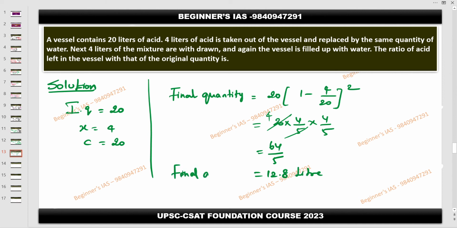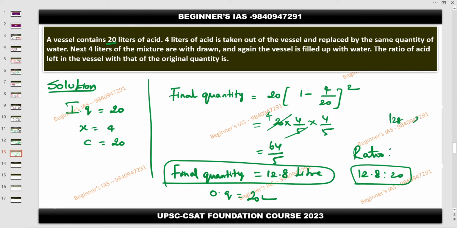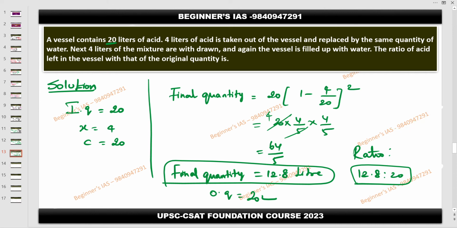The question is the ratio of the acid left out in that vessel. So this is the left out final quantity. What would be the original? 20 liters of the acid. So original quantity is equal to 20 liters. So then the ratio is equal to 12.8 is to 20. Clear? Yes, sir. Or else you can multiply here 128 into 200, then you can complete that also, fine.